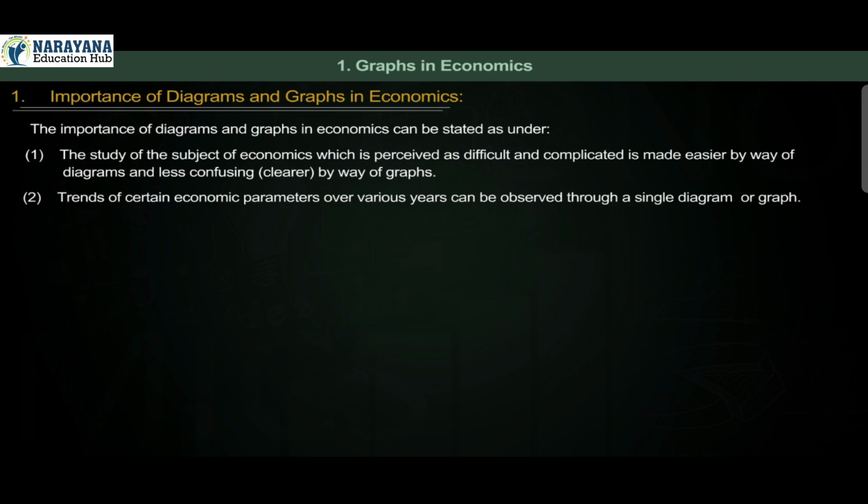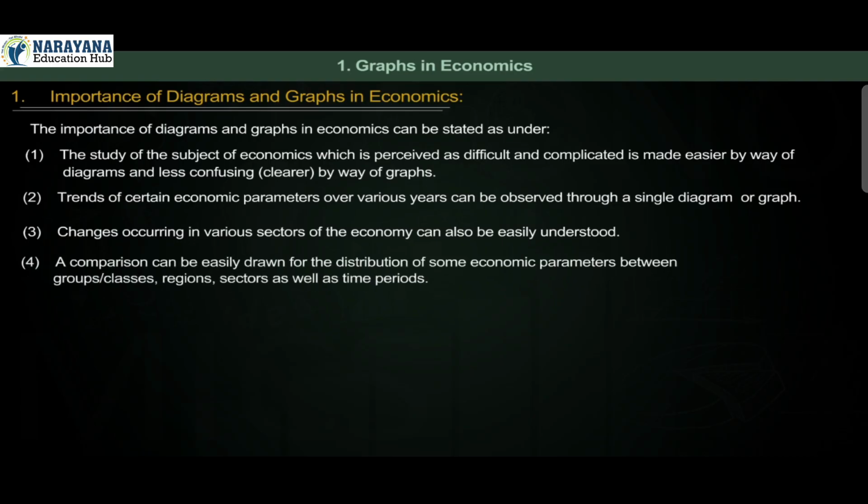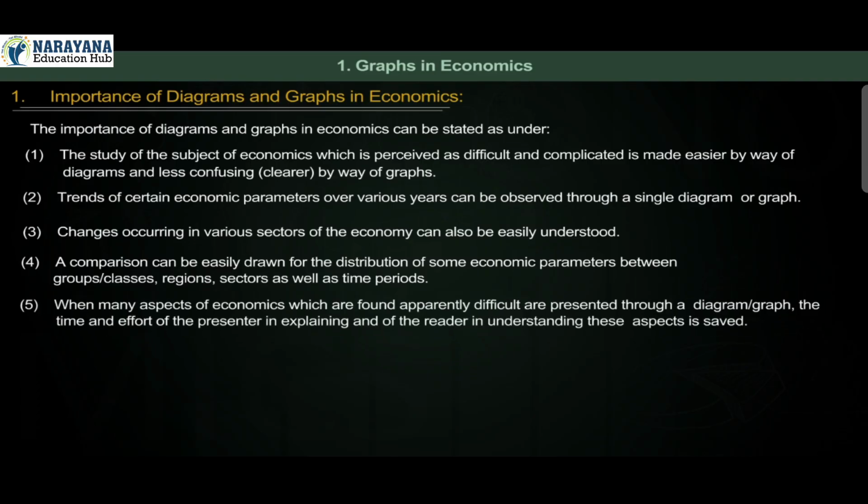Traits of certain economic parameters over various years can be observed through a single diagram or graph. 3. Changes occurring in various sectors of the economy can also be easily understood. 4. A comparison can be easily drawn for the distribution of some economic parameters between groups or classes, regions, sectors, as well as time periods.